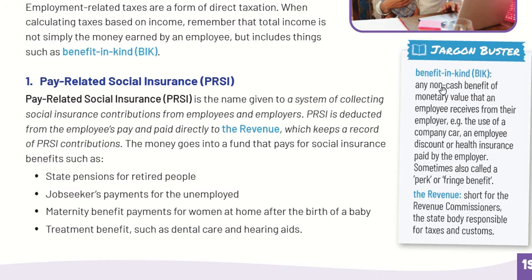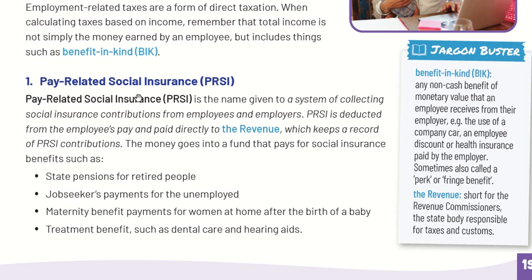So benefit in kind is a non-cash benefit of monetary value. Maybe you get the use of a company car, discounts, health insurance. That can also be called a perk or fringe benefit. So just be aware that it would be used to calculate tax. Another jargon buster here: what is the Revenue? It's the Revenue Commissioners. They're the state body responsible for collecting taxes and customs duties.